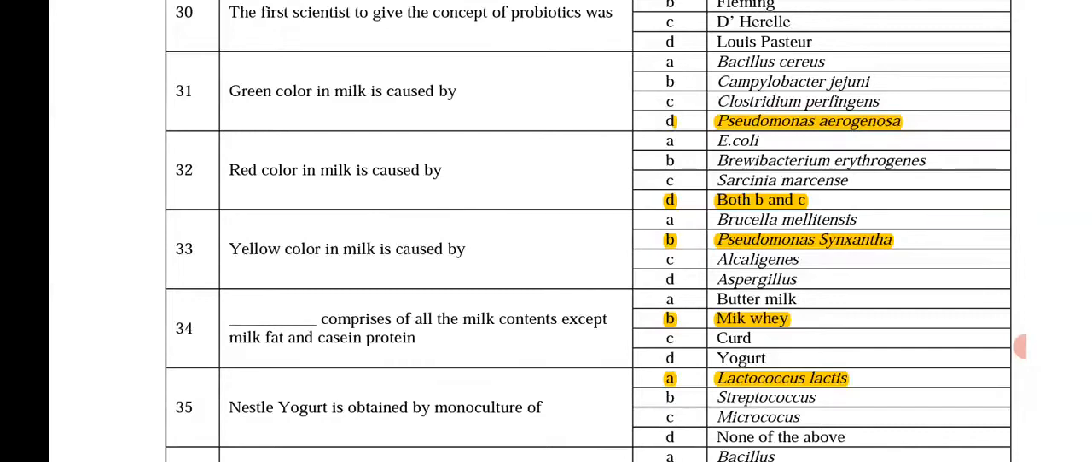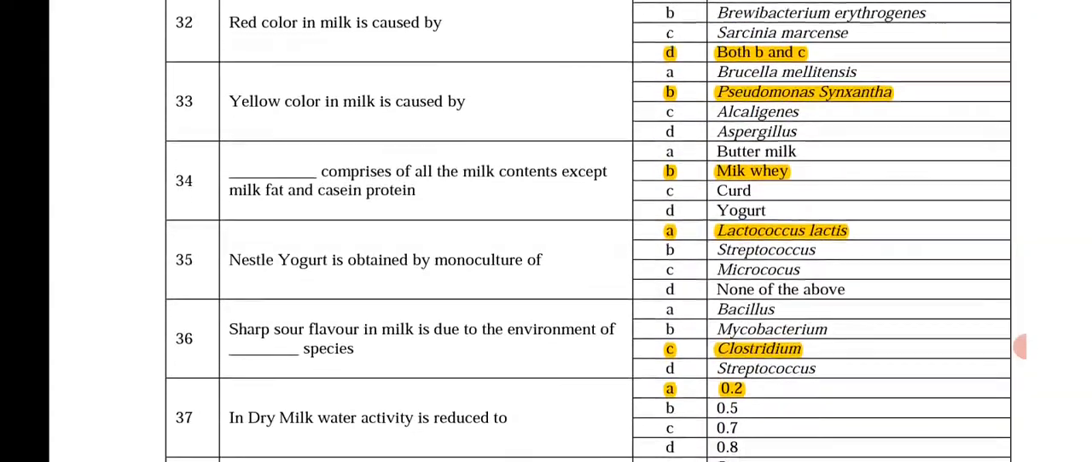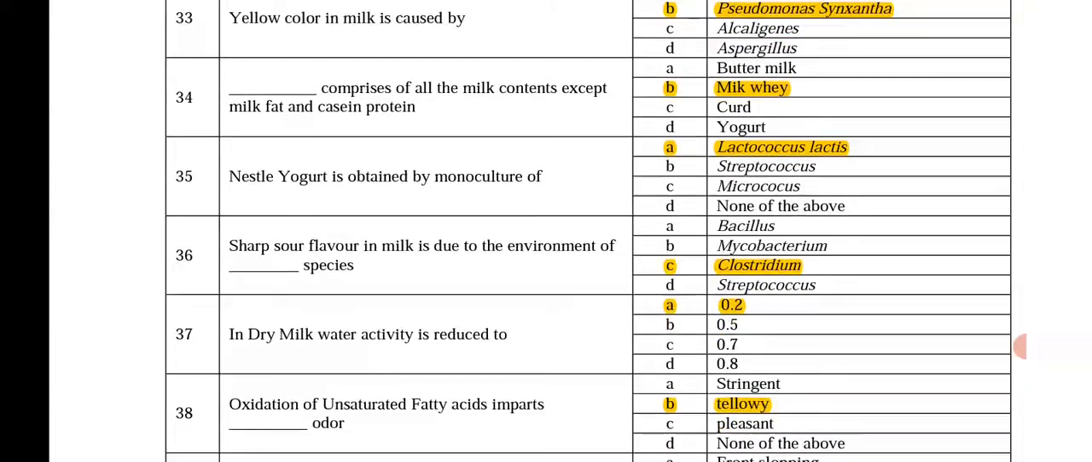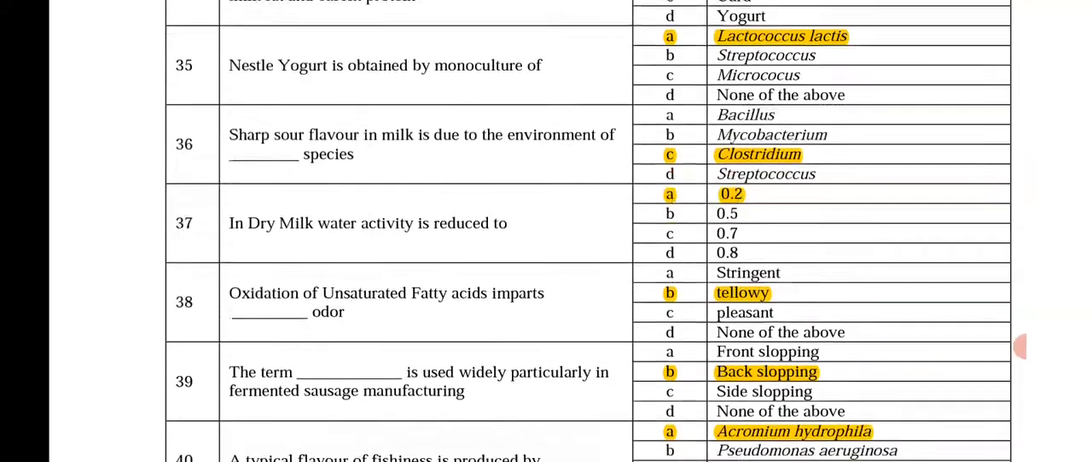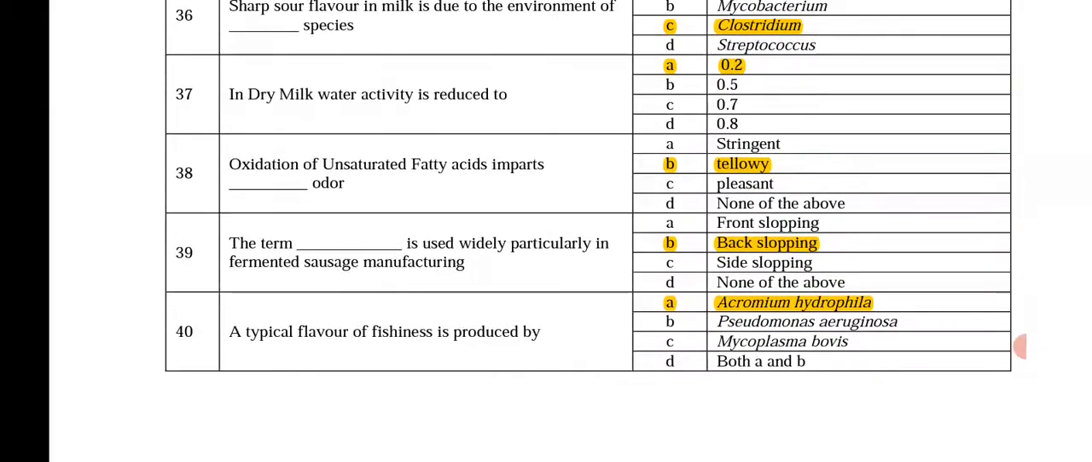Milk whey comprises all milk contents except milk fat and casein protein. Yogurt is obtained by monoculture of Lactococcus lactis. Sharp sour flavor in milk is due to the presence of Clostridium species. In dry milk, water activity is reduced to 0.2. Oxidation of unsaturated fatty acids imparts a tallowy odor. The term back slopping is used widely, particularly in fermented sausage manufacturing.